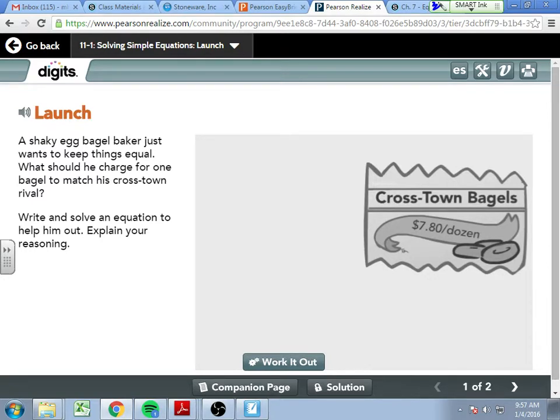Olivia, what do you think? You just have to divide 780 by 12. Now why? Because a dozen is 12. So we want to start by writing the equation to represent this situation. We can write an equation by setting up two equivalent expressions.